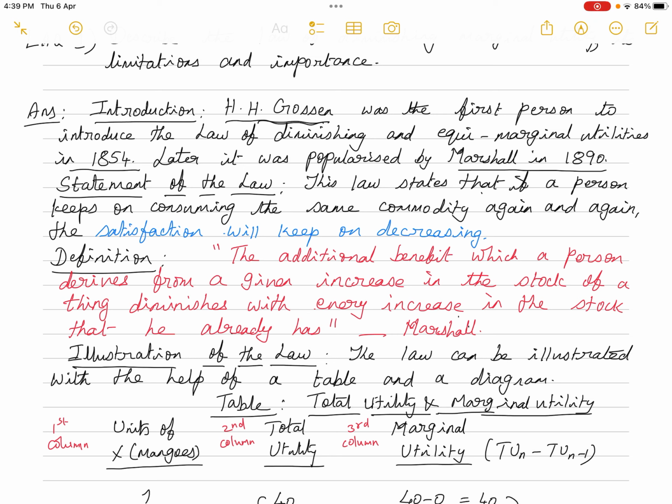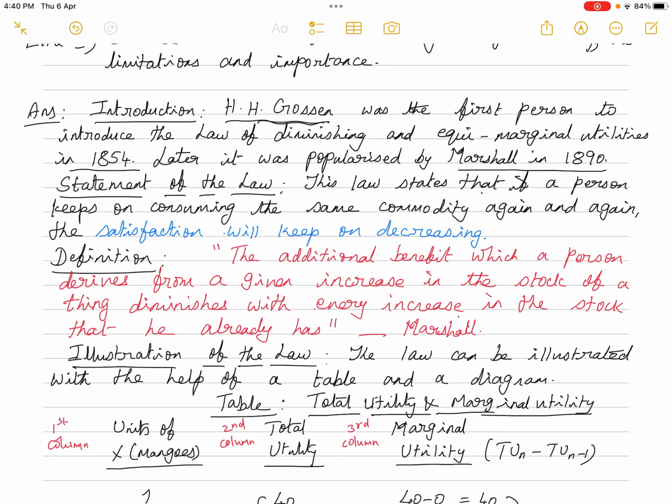So the consumer is having a stock of a particular commodity, a quantity of a particular commodity. Given an increase in the stock of a thing, if the consumer increases the quantity of the commodity which he is consuming, the additional benefit diminishes, decreases with every increase. So every increase in the quantity, the additional benefit keeps on decreasing. This is nothing but whatever we have mentioned in the statement of the law, put in Marshall's words. Okay. So with every increase in the stock that he already has.